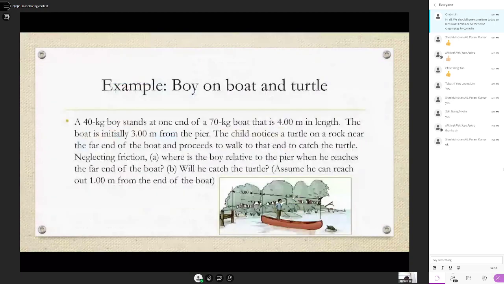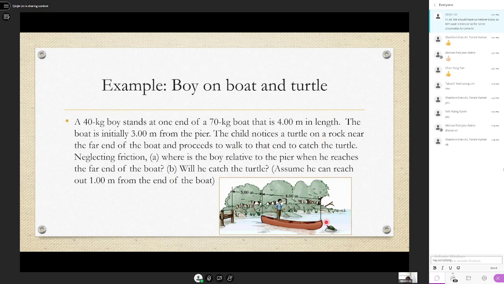I think this is the last example. The boy on boat and a turtle. A 40 kg boy stands at one end of a 70 kg boat that is 4 meters in length. The boat is initially 3 meters from the pier. The child notices a turtle on a rock near the far end of the boat and proceeds to walk to the end to catch the turtle. Neglecting friction, where is the boy relative to the pier when he reaches the far end of the boat? Will he catch the turtle? Assume he can reach out 1 meter from the end of the boat.